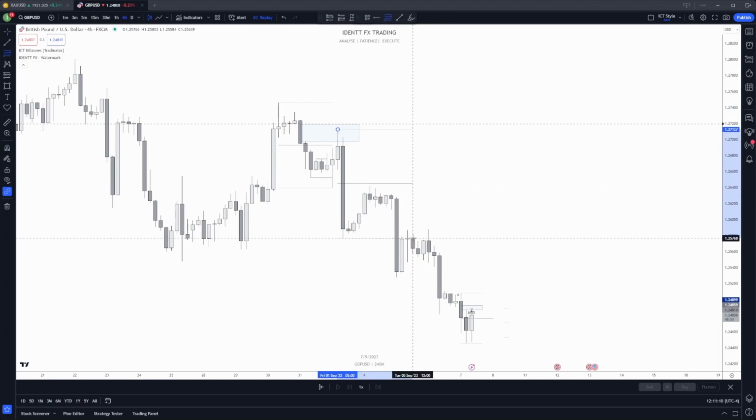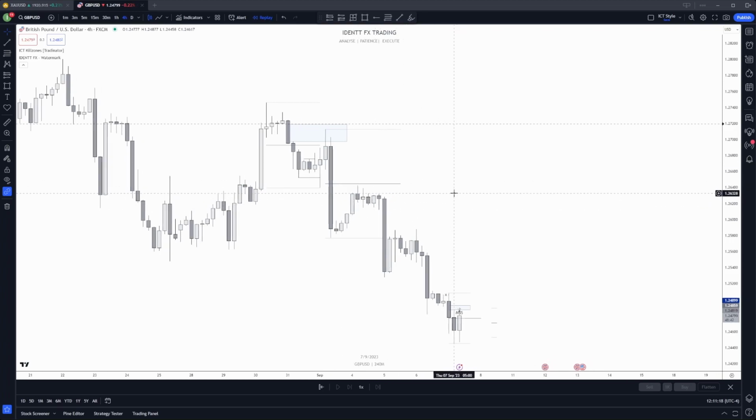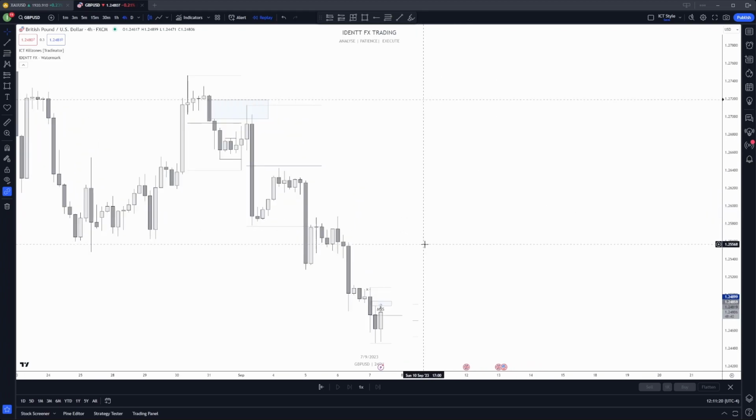Then on the next leg, we can see that we didn't mitigate that premium. So right here, there were possibly no entries if you're trading based on PD arrays, so premium and discount zone arrays. And then right here on the 4 hour, you have another great example.